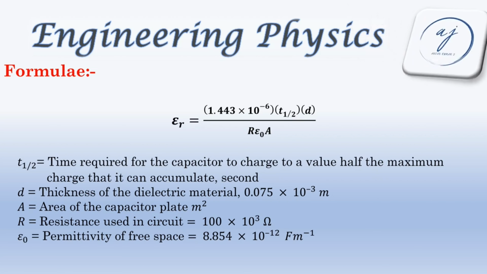Epsilon R is equal to 1.443 into 10 power minus 6 into T half into D divided by R into epsilon naught into A. Here epsilon R is the relative permittivity, T half is the time required for the capacitor to charge to half of its maximum value, D is the thickness of the dielectric material used, A is the area of cross section of the capacitor plates, R is the resistance used in the circuit, and epsilon naught is the permittivity of free space.